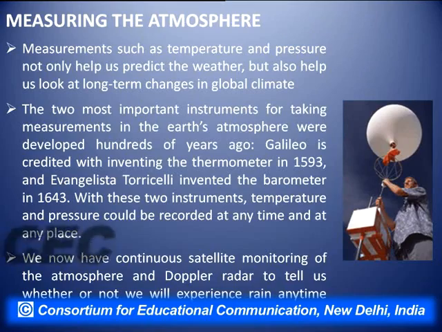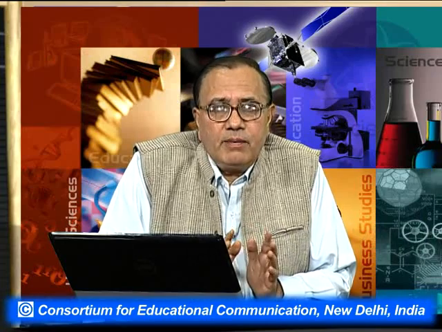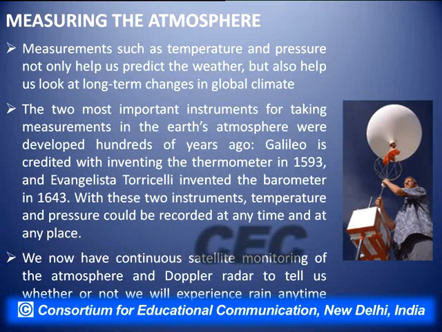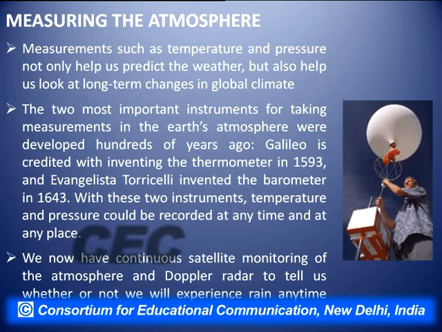Measurements of the atmosphere, such as temperature and pressure, not only help us to predict the weather, but also help us to look at long-term changes in the global climate. The two most important instruments for taking measurements in the earth's atmosphere were developed hundreds of years ago. You might have heard the name of Galileo, who is credited with inventing the thermometer in 1593, and then Torricelli invented the barometer in 1643, particularly for measuring pressure. So, with these two instruments, temperature and pressure could be recorded at any time at any place. These were invented very long ago, the thermometer in 1593 and the barometer in 1643.